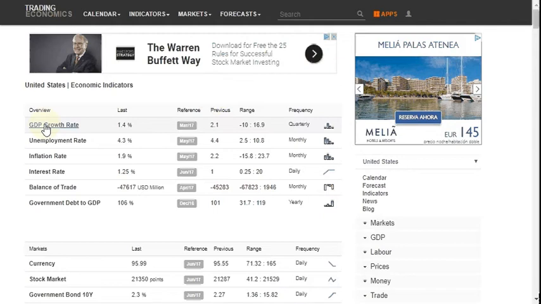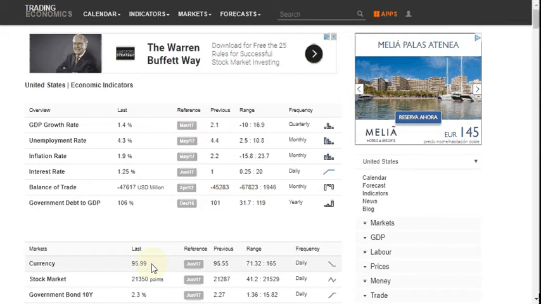You see GDP growth 1.4%, unemployment at 4.3%, inflation rate 1.9%. You remember that earlier in June, the Federal Reserve hiked the interest rate by 25 basis points, and so now we are at 1.25%. On the balance of trade, the US is still running a deficit. The government debt to GDP is 106%.